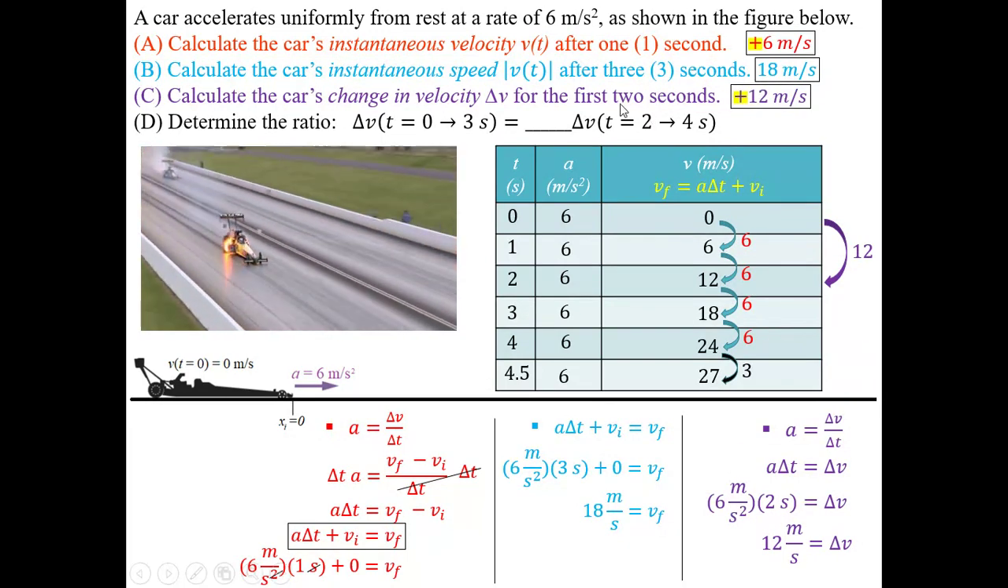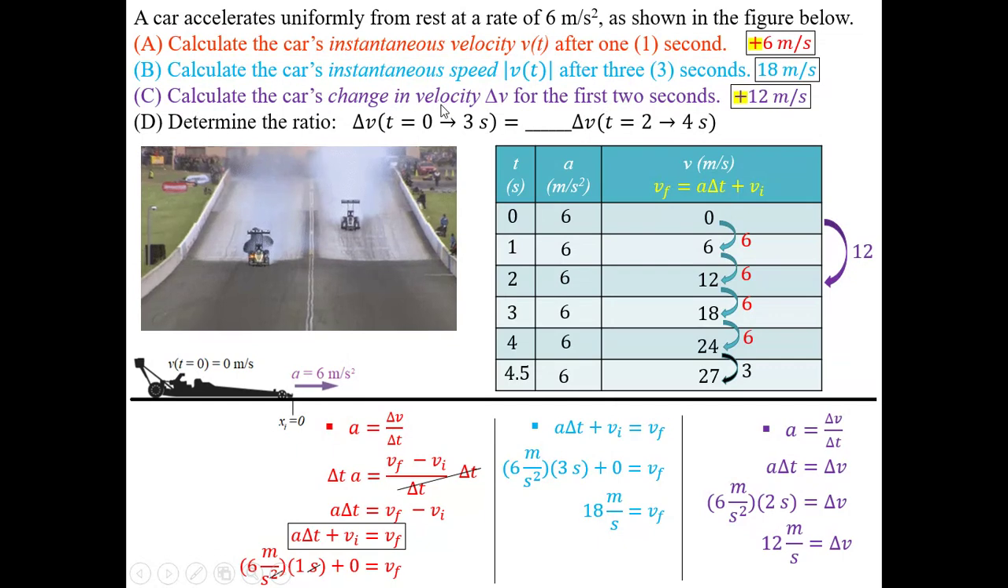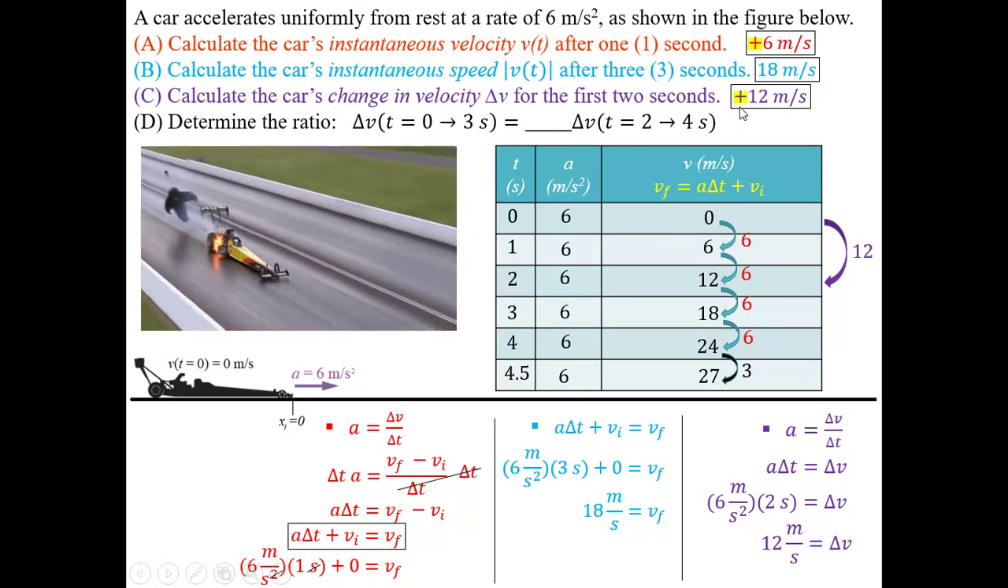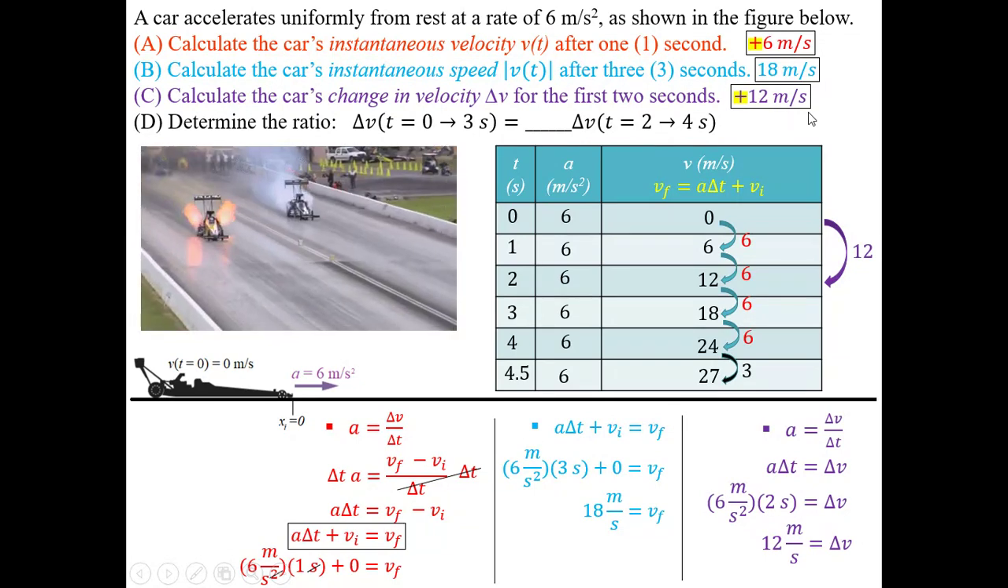So therefore, the answer for part C, though, don't get sloppy yet. It asks for the change in velocity. Velocity is a vector, so make sure you include the direction. So it would just be positive 12 meters per second. So the change is positive 12 meters per second.